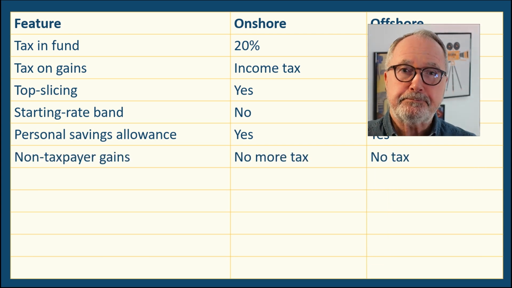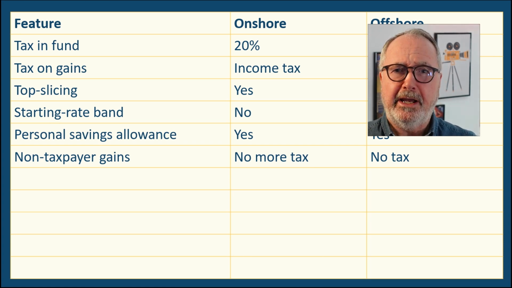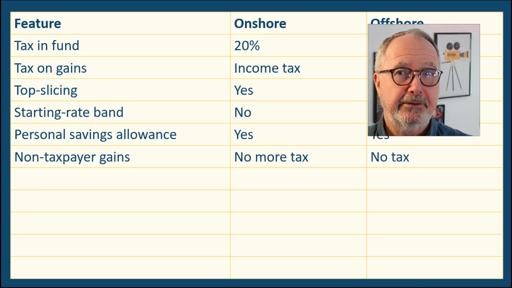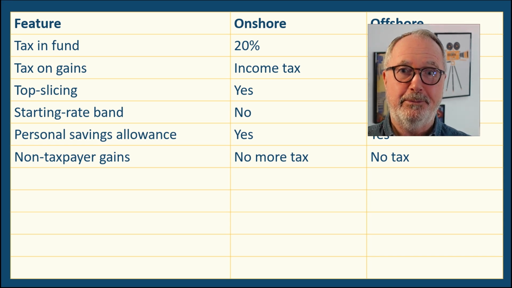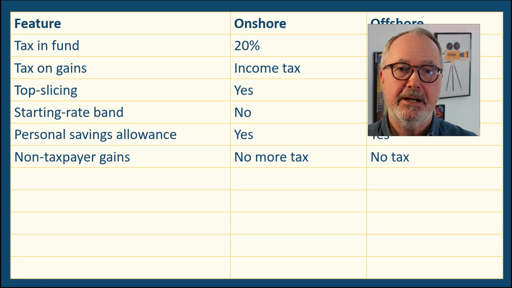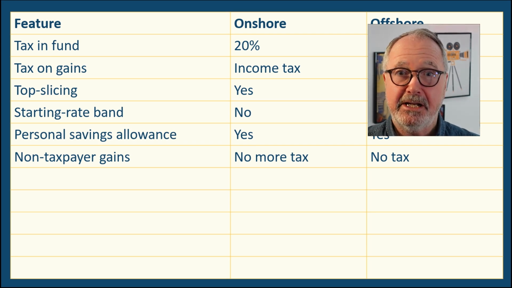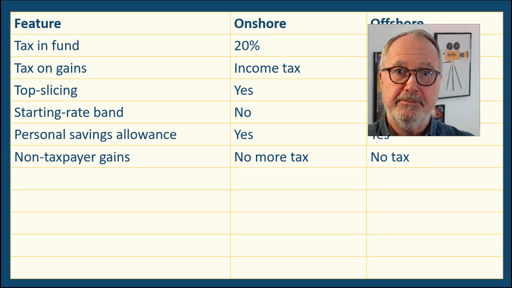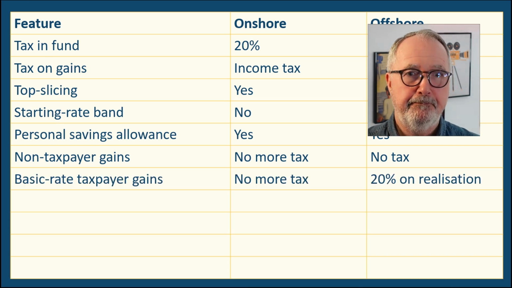Non-taxpayer gains. Well, onshore, there's no more tax for non-taxpayers. They've paid it, they can't get it back. Offshore, of course, there is no tax. So if the client is a non-taxpayer when they encash the bond, which is probably highly unlikely, then there's no tax to pay. Because remember, they've got the starting rate band, they've got the personal savings allowance, and they've got all allowances that might mean that they're a non-taxpayer. But there's no way of doing that on the onshore bond because tax is deducted at source. You can't reclaim it. That's important.